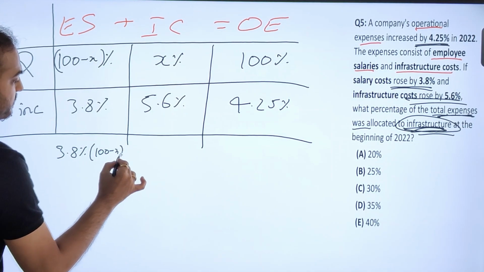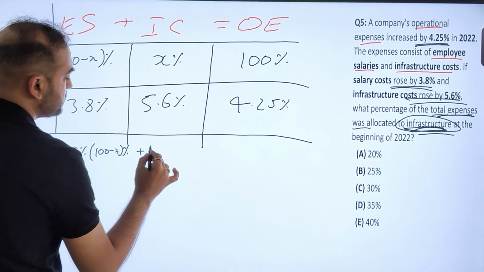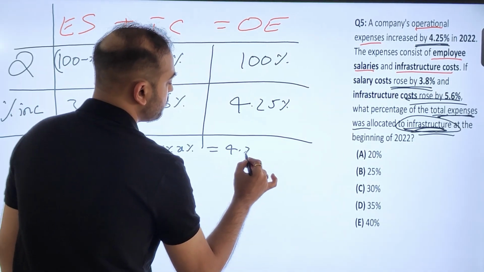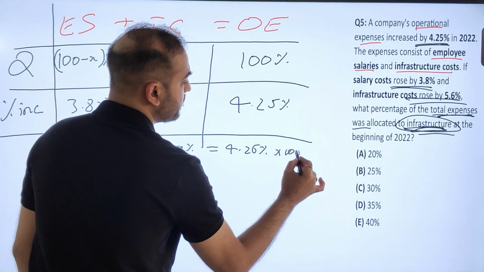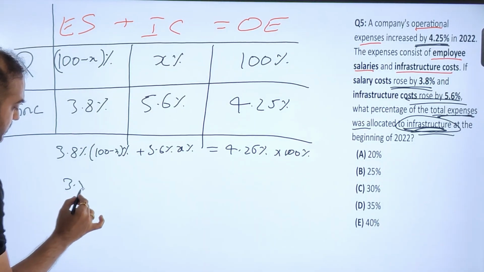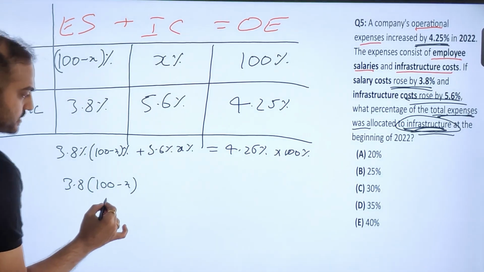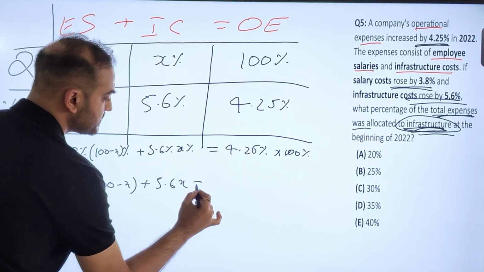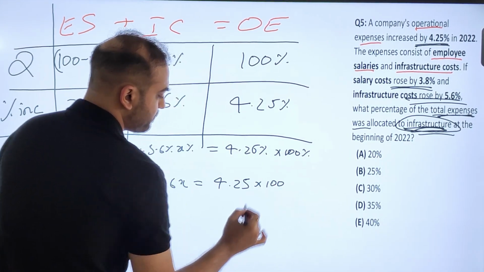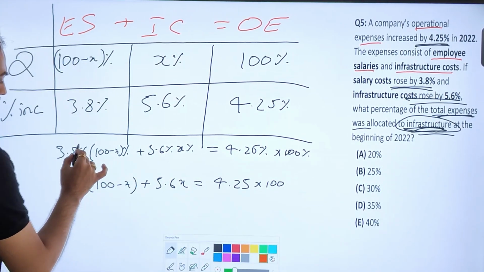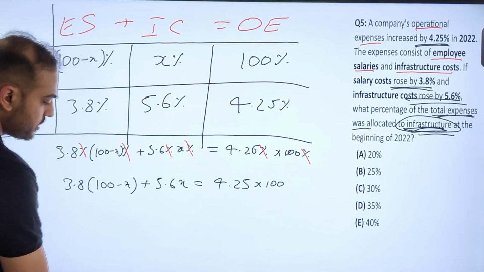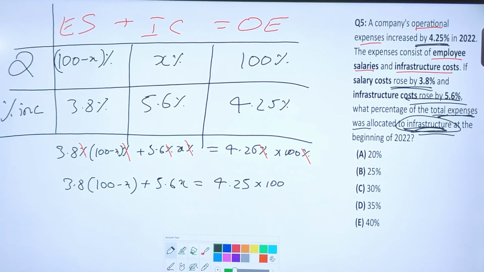3.8% into 100 minus x percent plus 5.6% into x percent is equal to 4.25% into 100%. Again, the double percentages cancel out. So we just have 3.8 into 100 minus x plus 5.6x is equal to 4.25 into 100. What did I do? These double percentages everywhere, I cancelled them out. Now we have a simple equation.